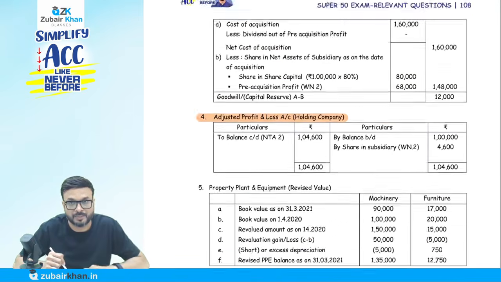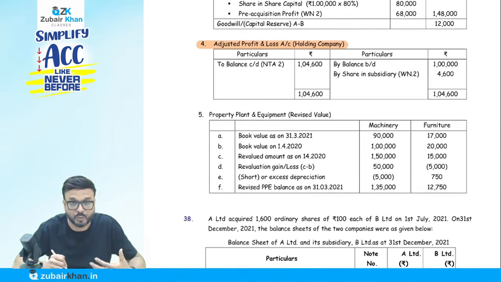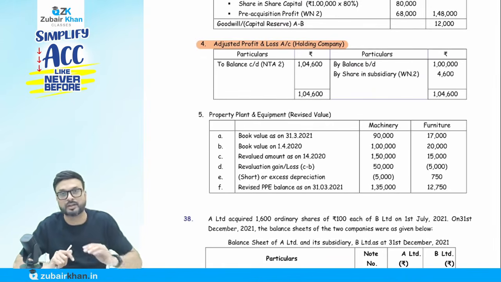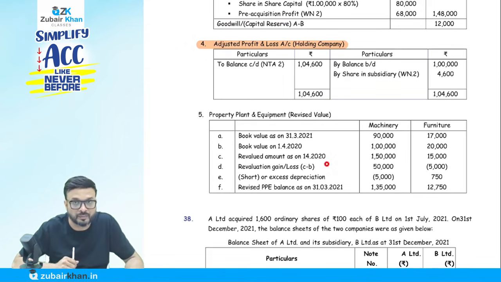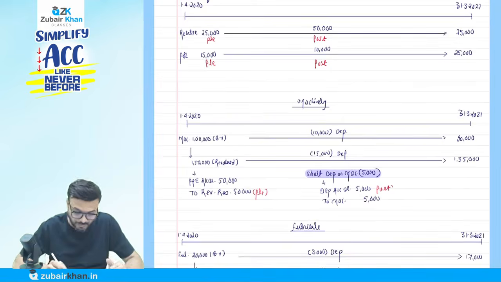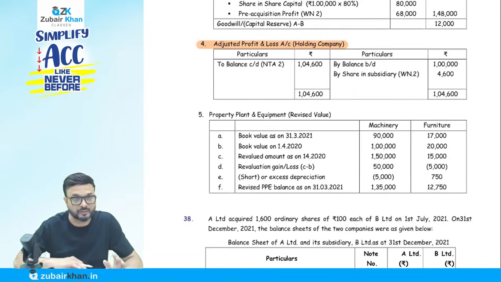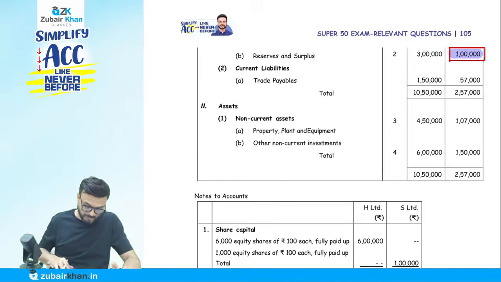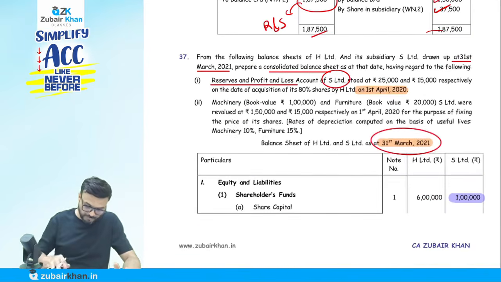But I always prefer to understand the concept of accounting through the journal entry. The basics of accounting are very important. So I will explain this working note number 5. I have written it down in detail in my notes, and I will discuss it with you. Now we prepare all these notes to accounts and working notes. Now one by one, we take each figure.